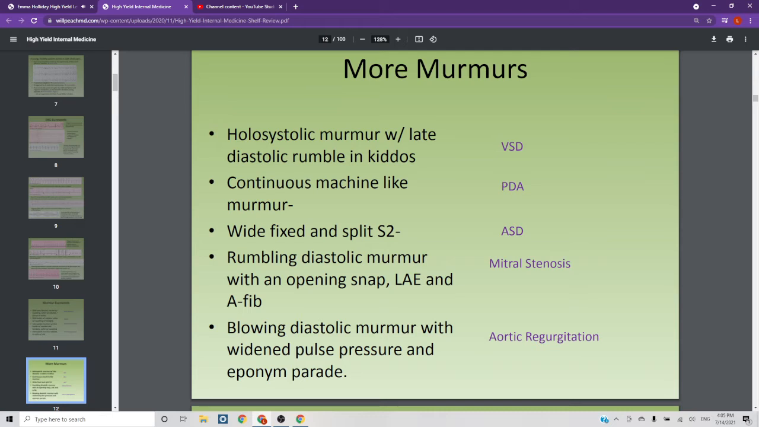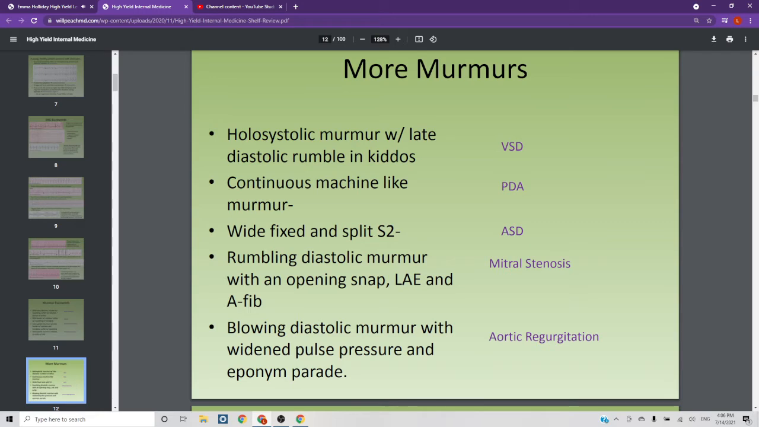And this is the one with like the water hammer pulse, all those eponymous signs. I don't remember them anymore because I already took my steps, but you guys know. What's this one? Yeah, so this is aortic regurgitation. Mitral stenosis and aortic regurg are the two most important diastolic murmurs, at least in the adult population.